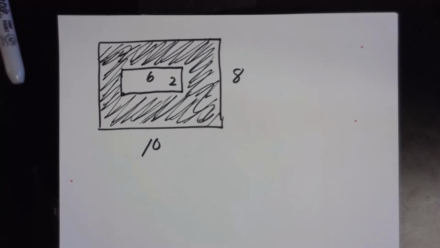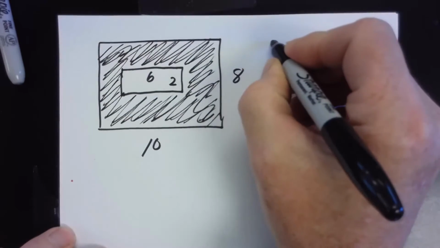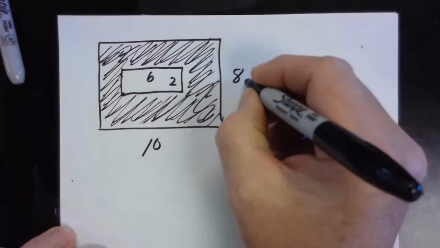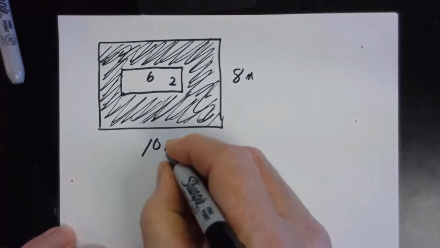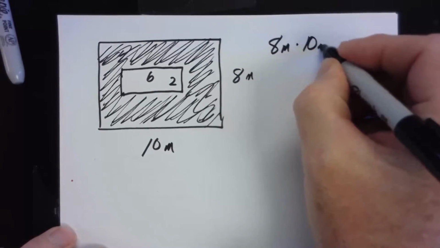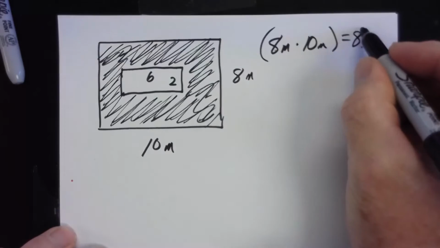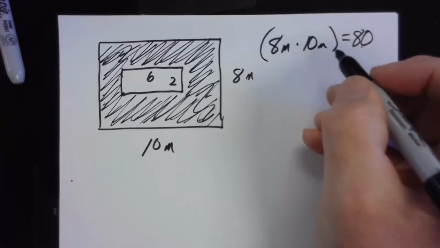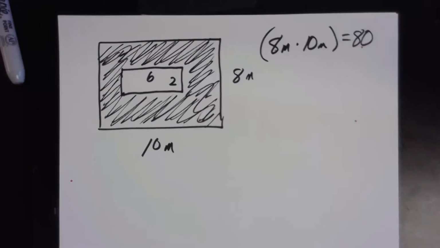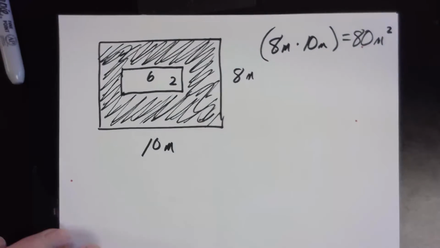What do you think? Is that it? Okay, well, can we do the area of the entire plate? Oh, I didn't tell you what it was. This better be meters. This is a big piece of metal. 8 meters times 10 meters. That's the area of the whole thing. And you guys know that 8 times 10 is 80. What's meters times meters? It's square meters. We need to talk about that a little bit.